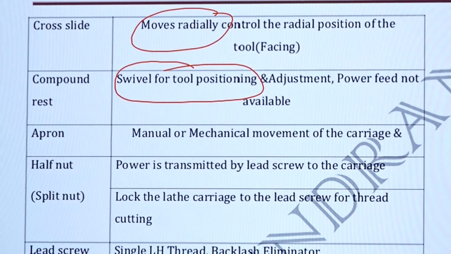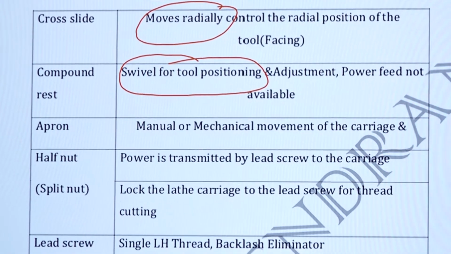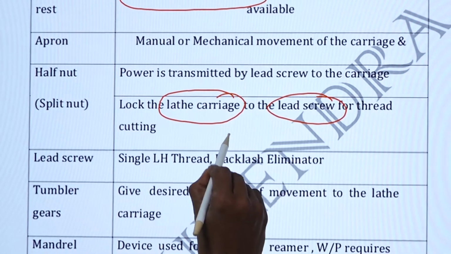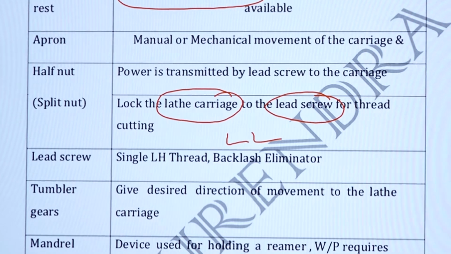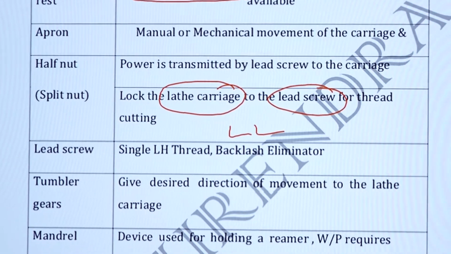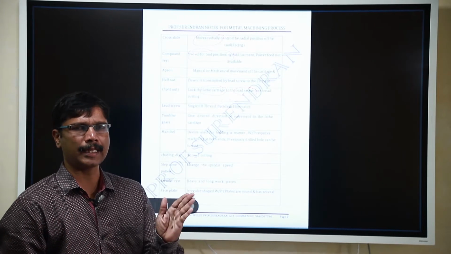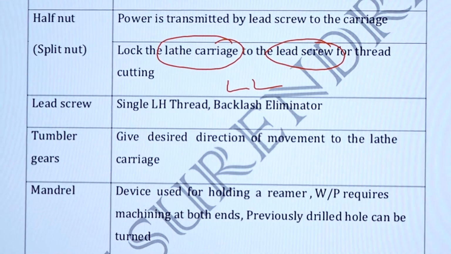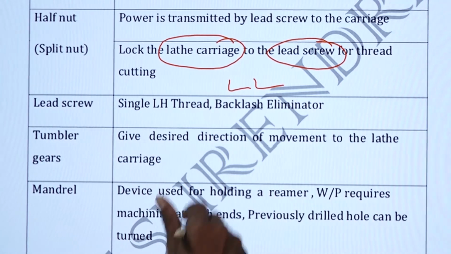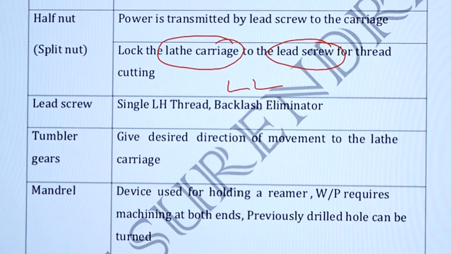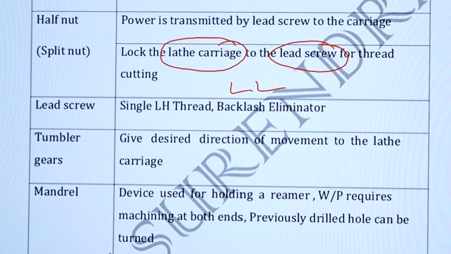And half nut. What do you mean by half nut? Half nut is a nut which has to engage with the lead screw. It locks the lathe carriage to the lead screw. Half nut can also be called as split nut. It connects the lathe carriage to the lead screw. So power is transmitted by lead screw to the carriage.